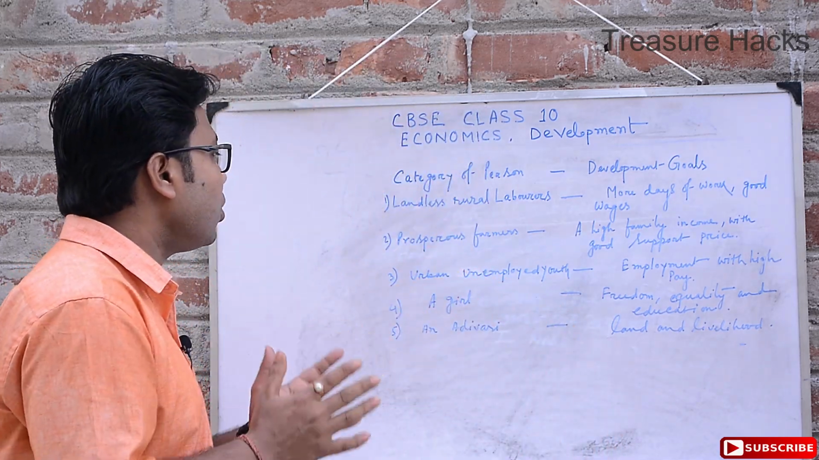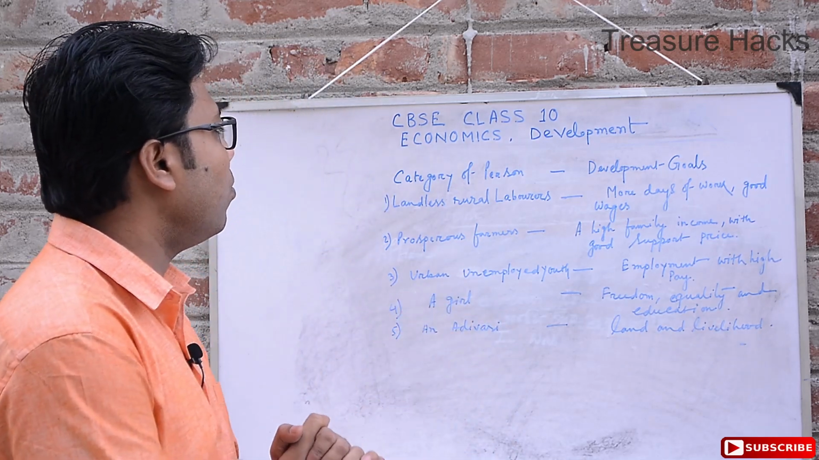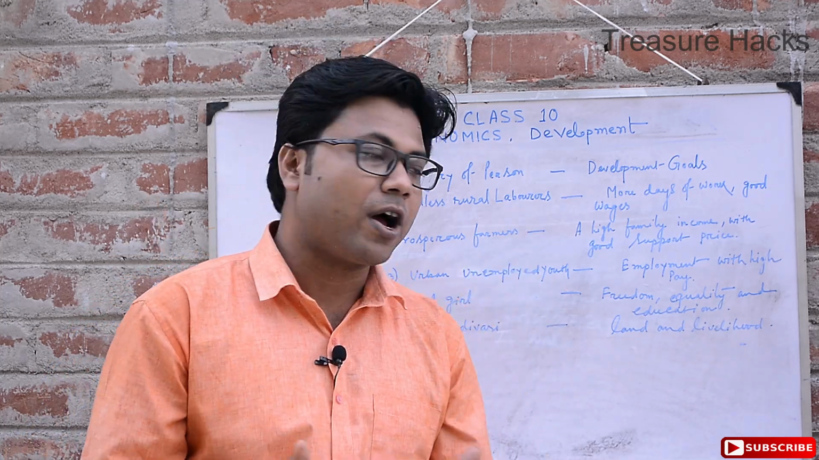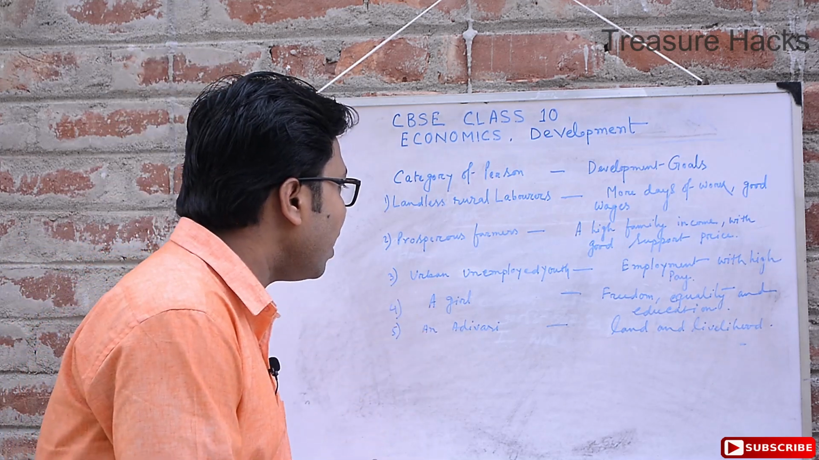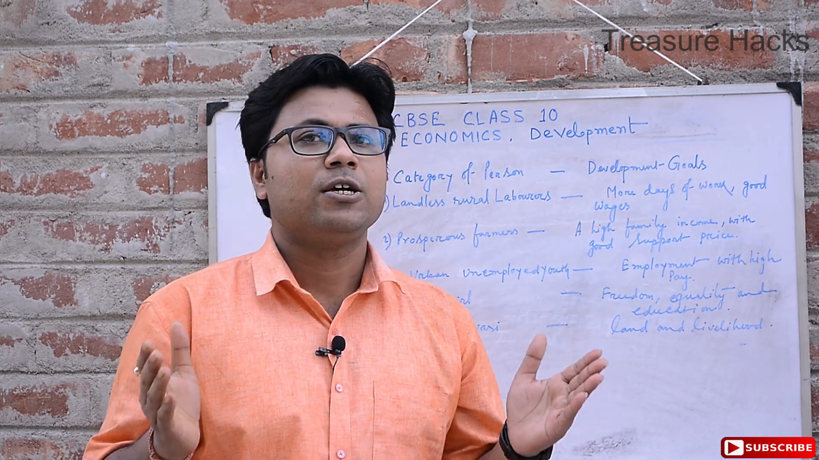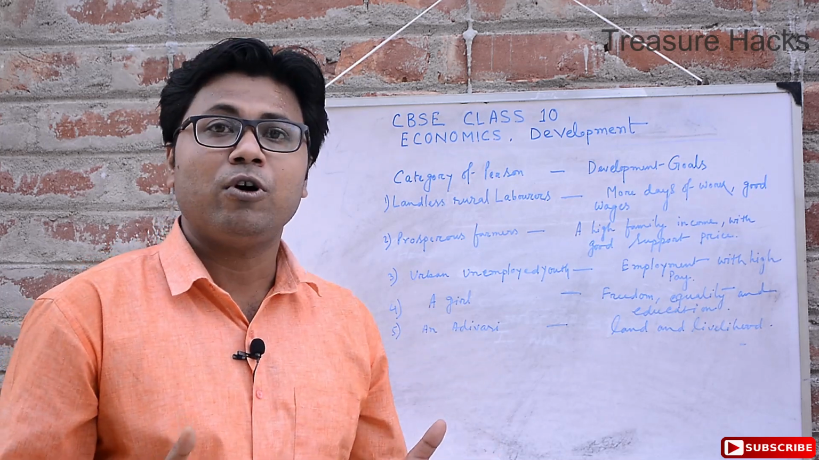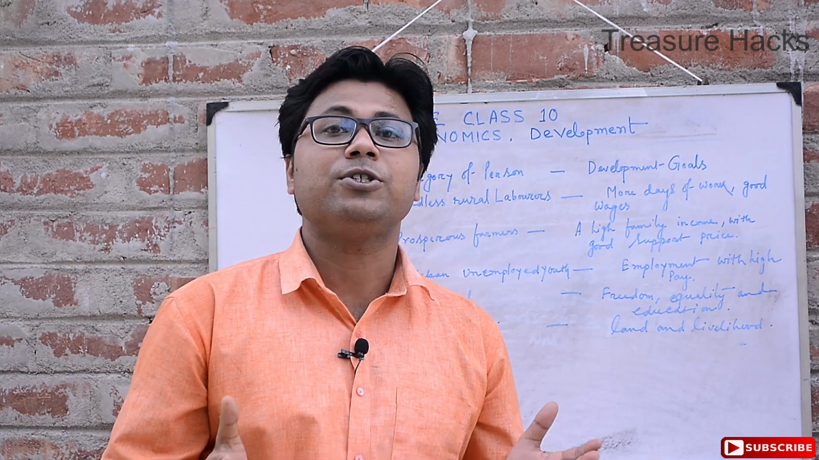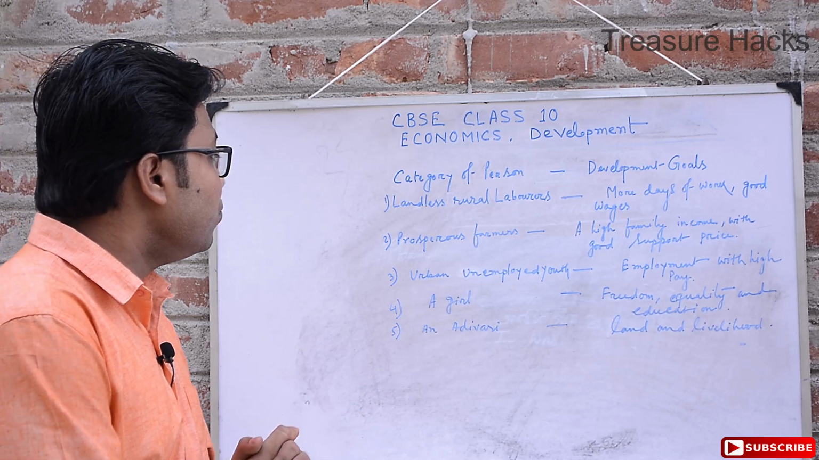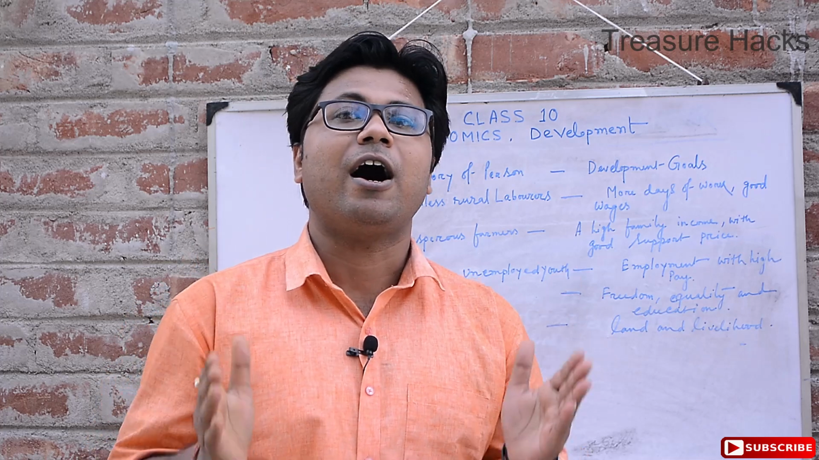Second is the prosperous farmers from any state of India. Now a prosperous farmer should want a high family income with a higher support price. Next is an urban unemployed youth, a young person who is well educated but who has still not got a good job. He is unemployed. So what should be the goal of an unemployed young person from urban areas? He would want employment with high pay or high salary.